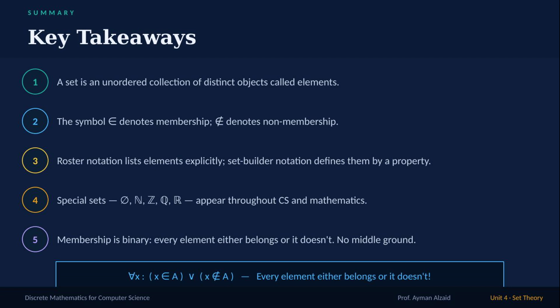4. The major number sets, the empty set, the natural numbers, the integers, the rationals, the reals, will appear throughout this entire course. Memorize them. And 5. Membership is strictly binary. For any x and any set A, either x is an element of A or x is not an element of A. Every element either belongs or it does not. No exceptions, no ambiguity.